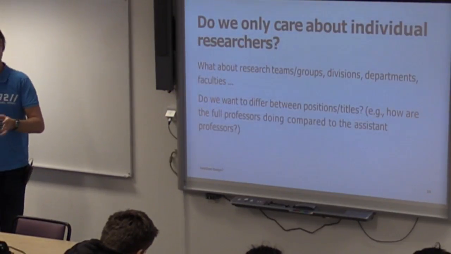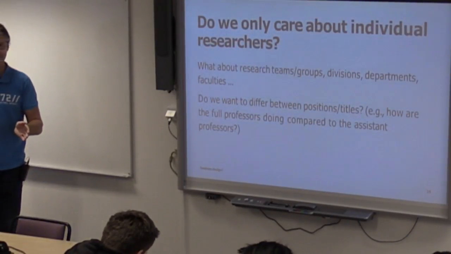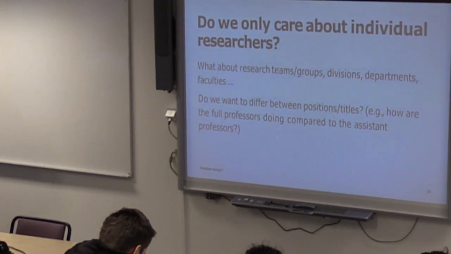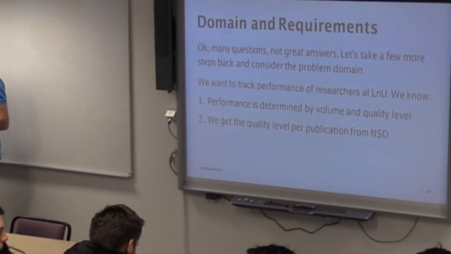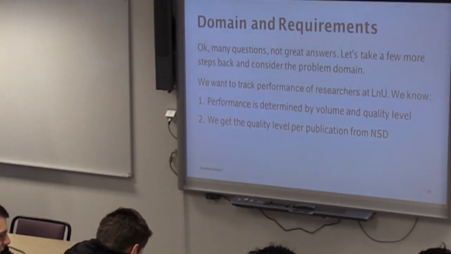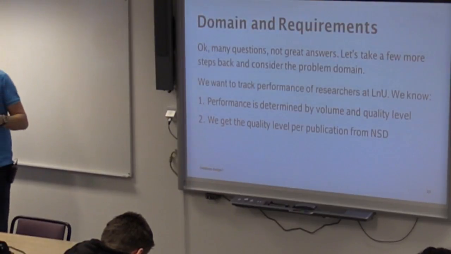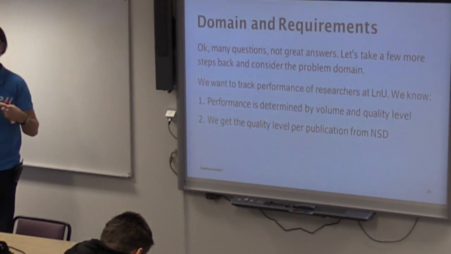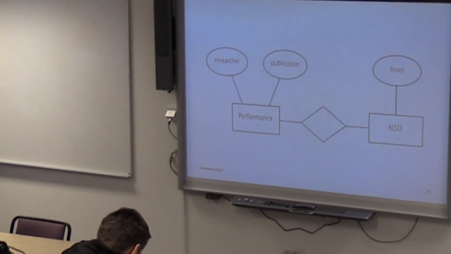And I should also point out that if you would be doing this, then you might say, yes, this is very important, to have that title attribute here. Then you add it. Okay? So, performance is determined by volume and the quality level, and we get the quality level per publication from NSD. They have the good system here. We learned it from that system, conceptually at least. Okay, so that's where we are.